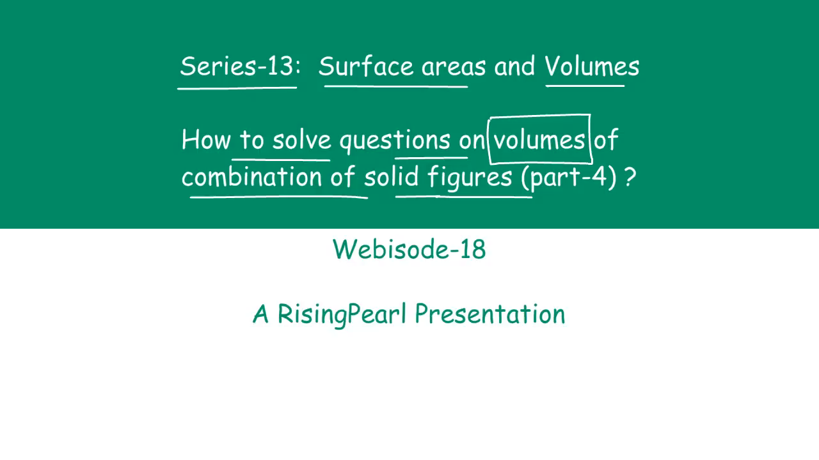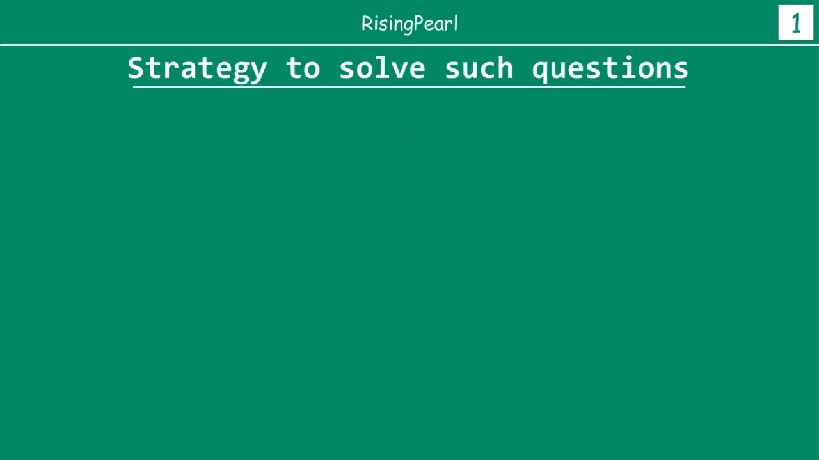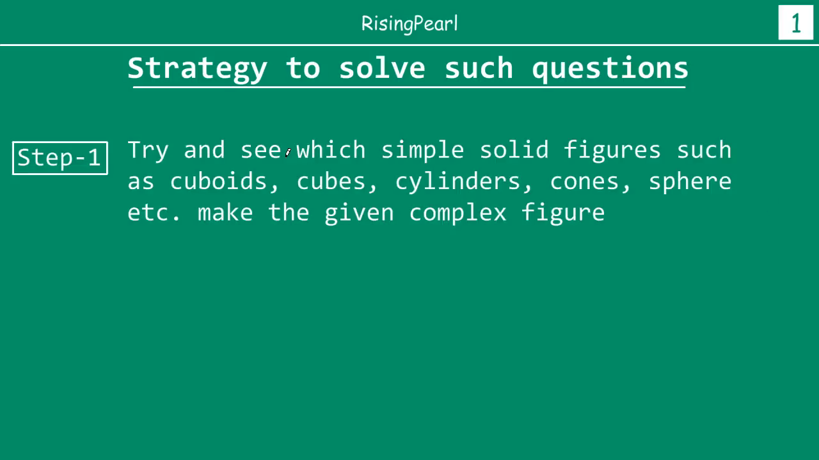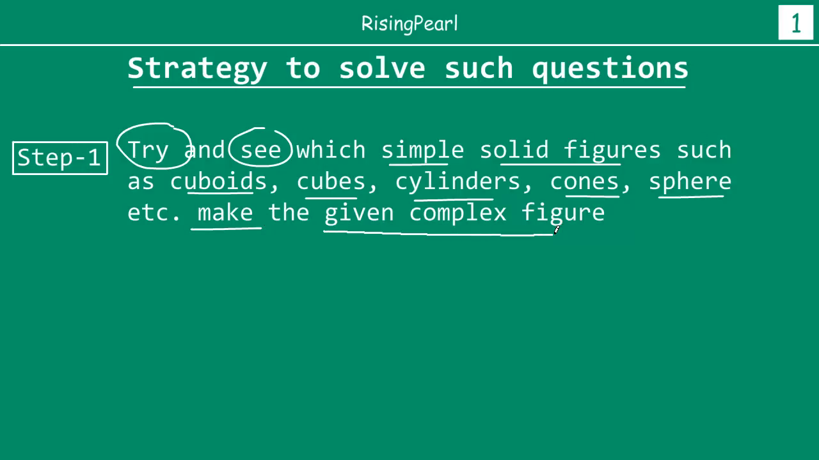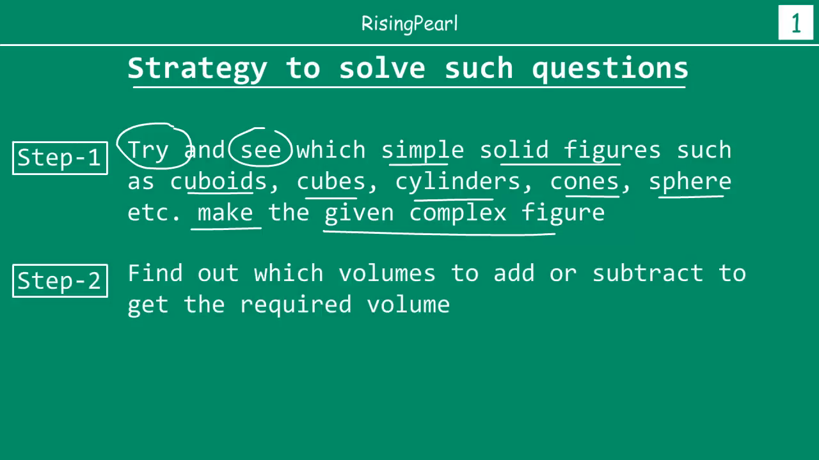with every webisode. So let's just quickly refresh what our overall strategy is in solving these questions. It's a three-step strategy. The first step is we try and visualize which simple solid figures, by that we mean cuboids, cubes, cylinders, cones, spheres and hemispheres, make up our given complex shape or solid. That is the first step.